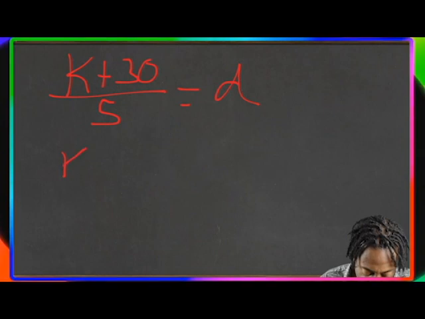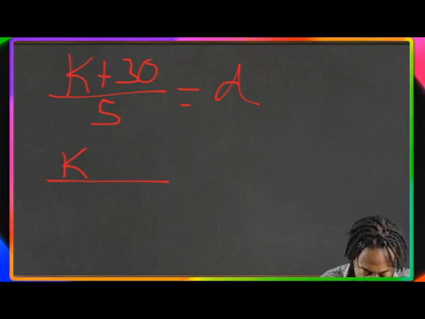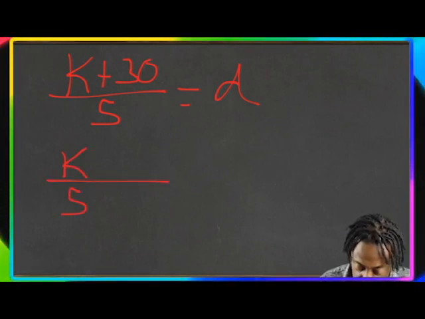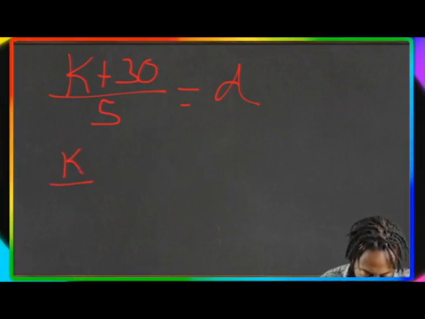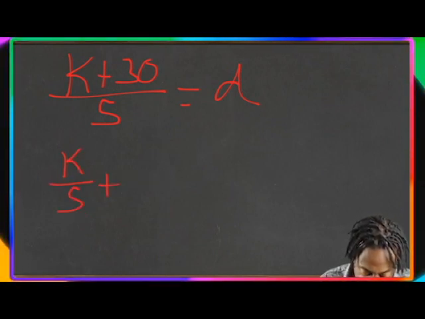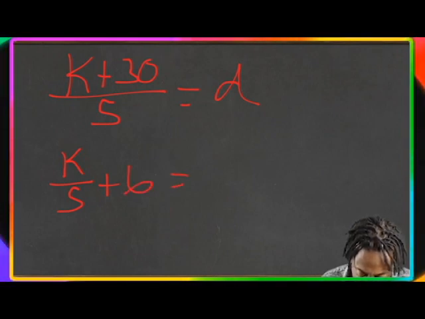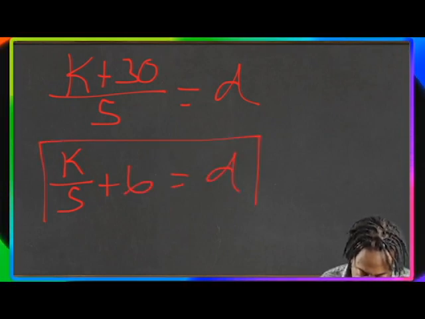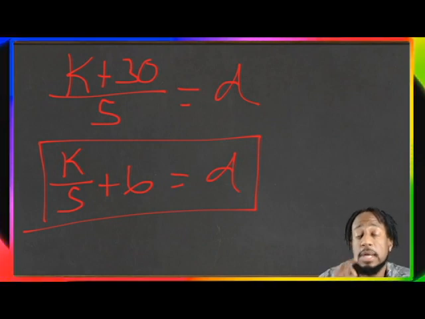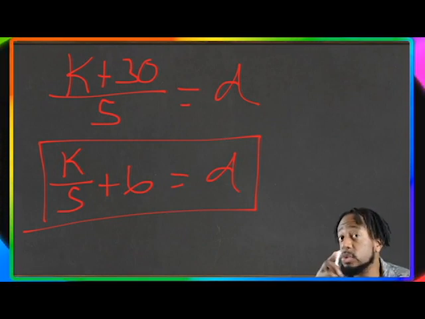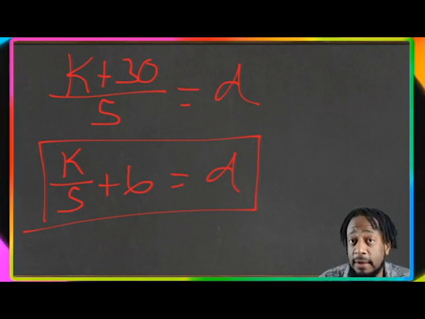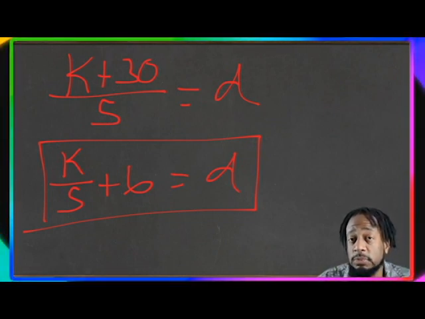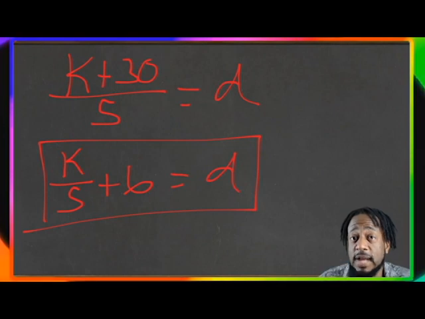So we have K over 5. We have K over 5 plus 5 into 30 goes 6 times equals D. Two different methods, same answer. Which one was faster? That's the key to math. Which one was faster? Which one is efficient and faster?